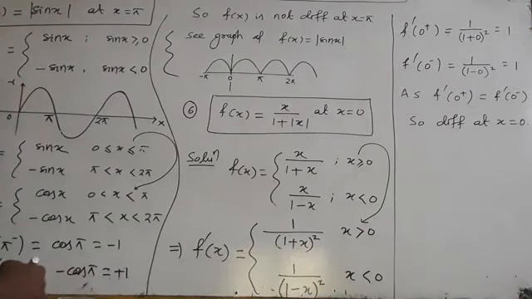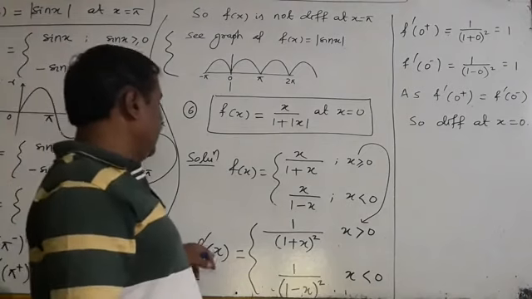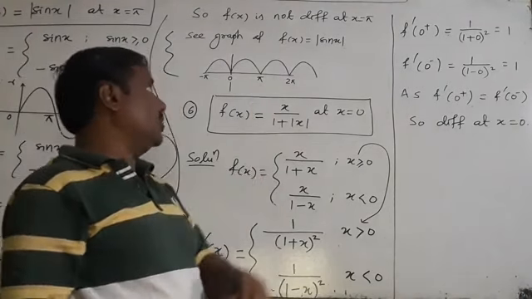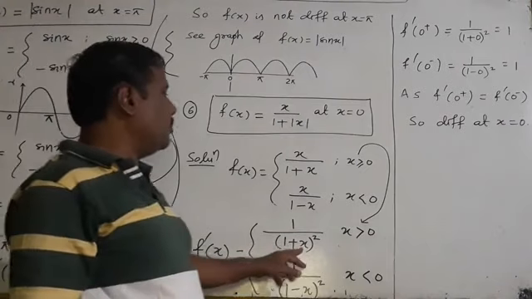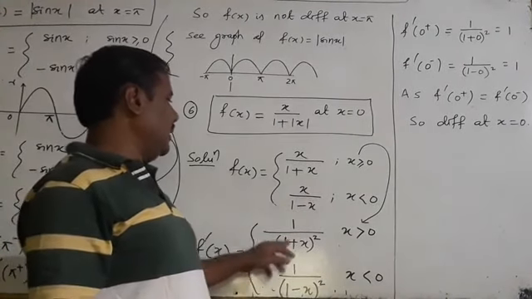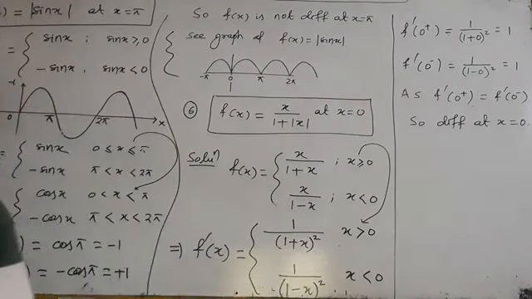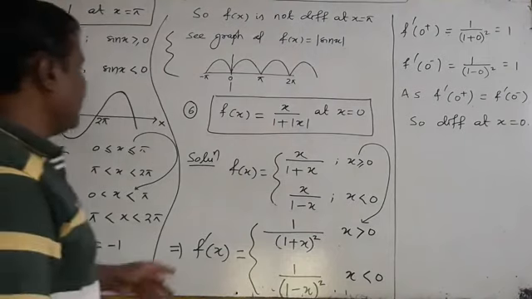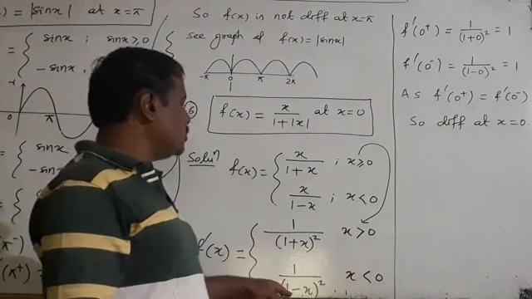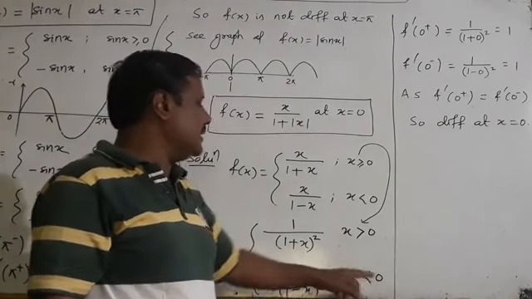It is x greater than 0, that is x less than 0. Now look at what happens when f dash 0 plus. For f dash 0 plus, you have to put 0 here. It becomes 1 by 1 plus 0 square. The result is 1. For f dash 0 minus, you should put 0 here because here x less than 0.